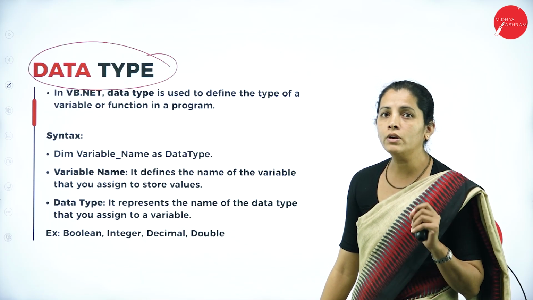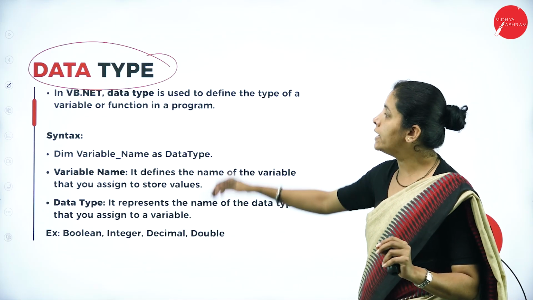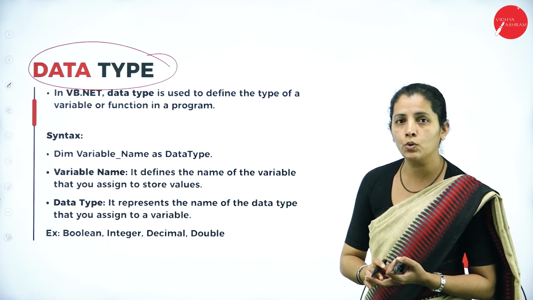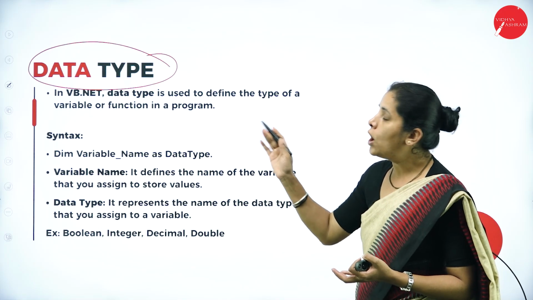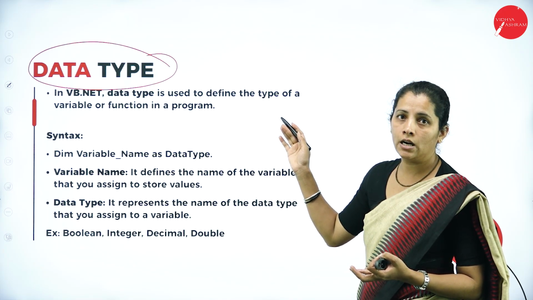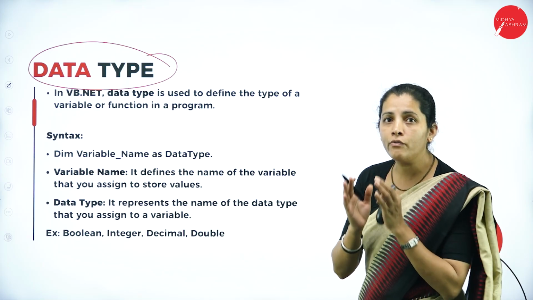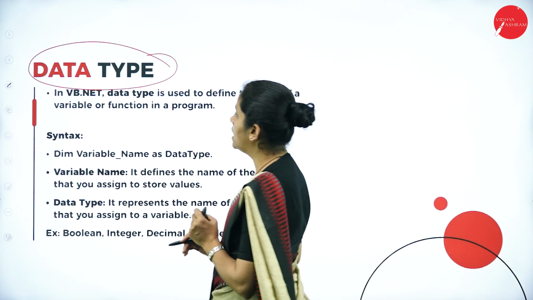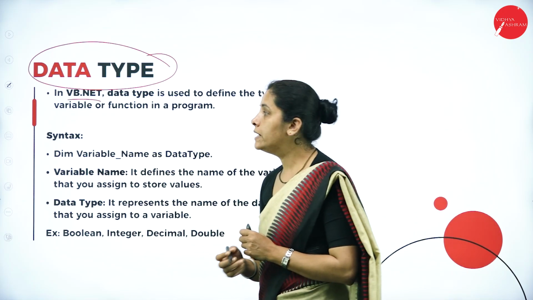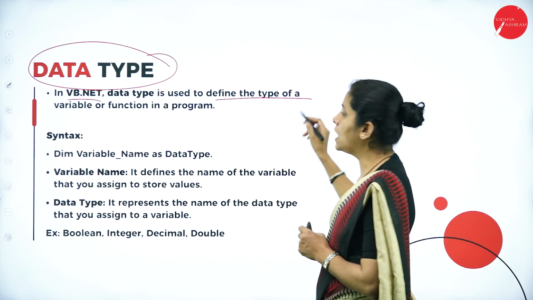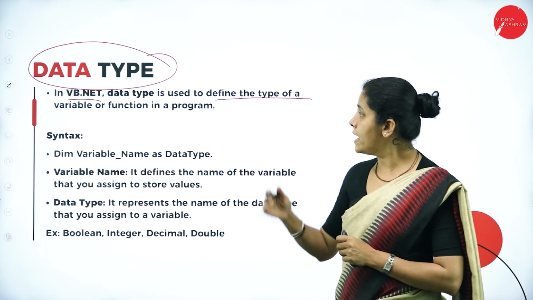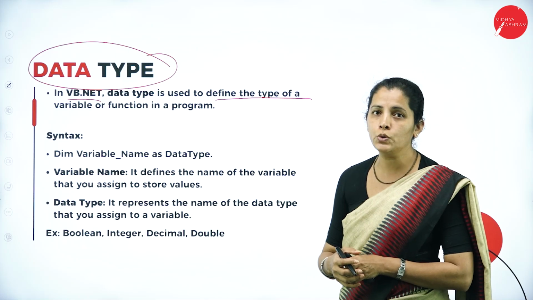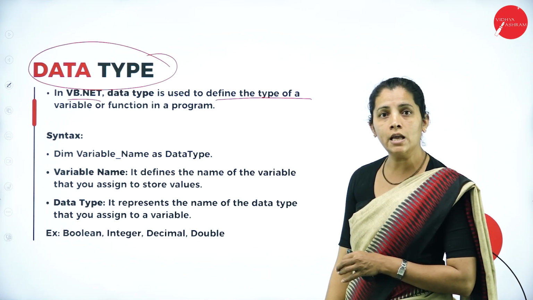If I want to write any programming language, what do I require? I require data types. Without data types, I'm not able to write the program. Now, what is a data type? Why do I want a data type? To know what kind of value I'm going to use in my program. For that, I require a data type. In VB.NET, a data type is used to define the type of the variable, in order to define what kind of variable I'm going to use in my program or in my function.